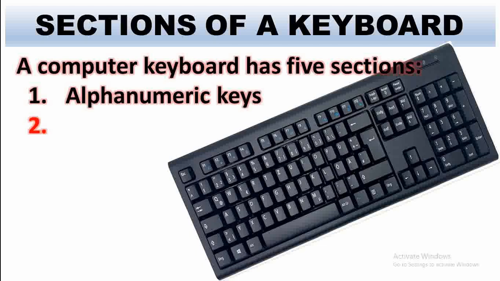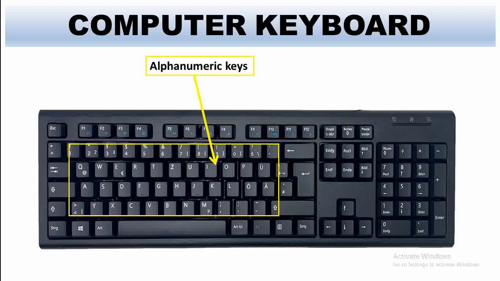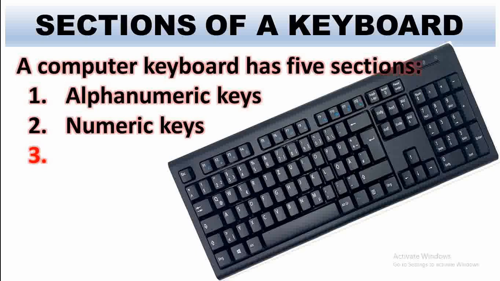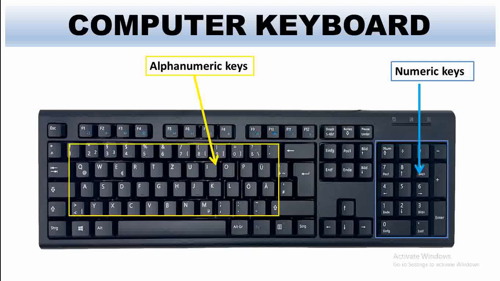The second one is numeric keys. At that section we have only numbers. Look at the section on the right side. There we have just numbers 1 2 3 from the bottom, 4 5 6 7 8 9, then we have 0 down. That section we call the numeric keys. That's the second section. The third one is the function keys, which we call the F keys.